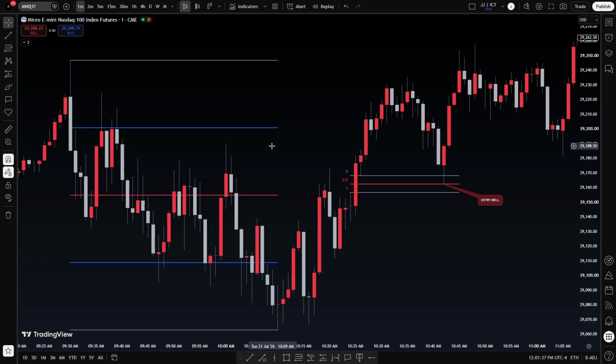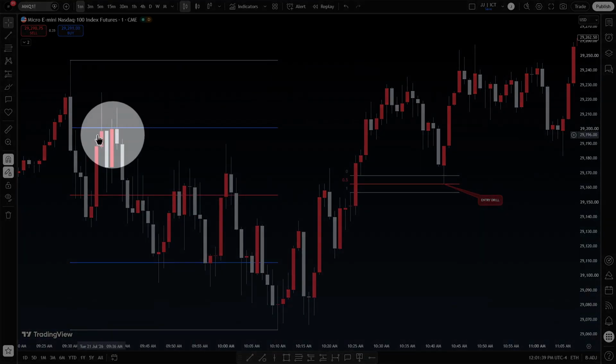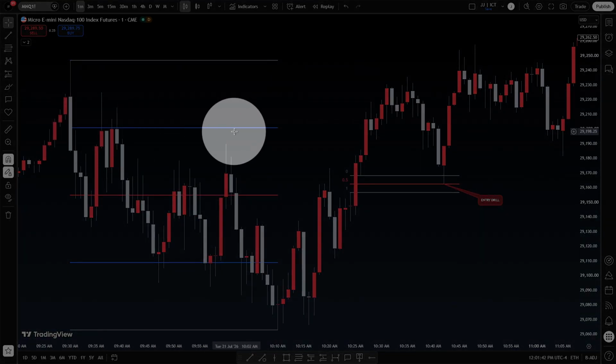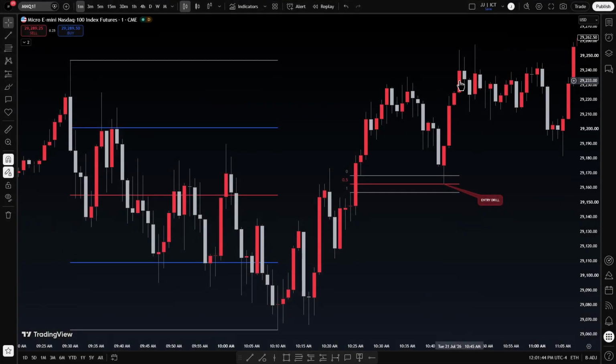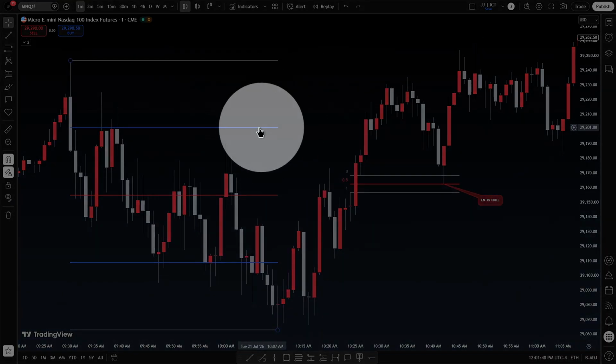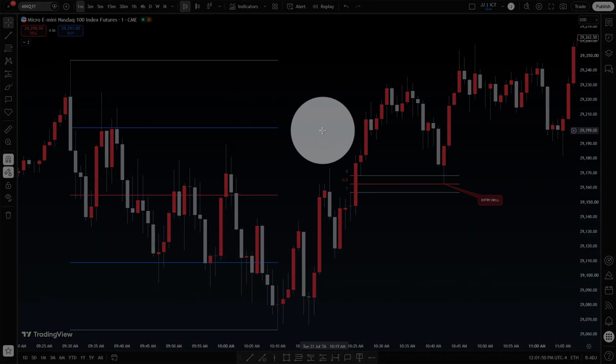Now, if you do see it respect the second quadrant, it's likely that you're just going to see another run, another beautiful displacement run straight to your target, in which we hit the second quadrant here.